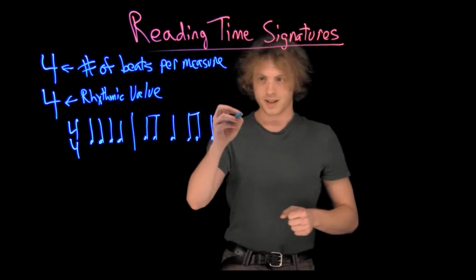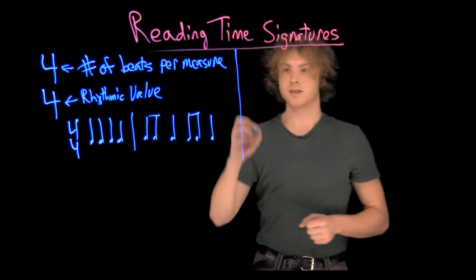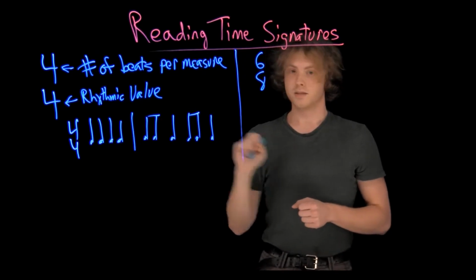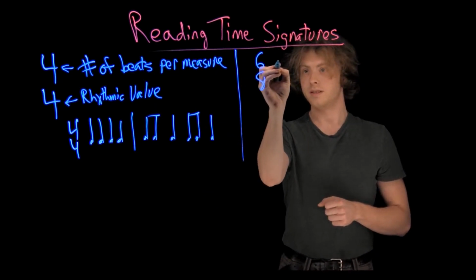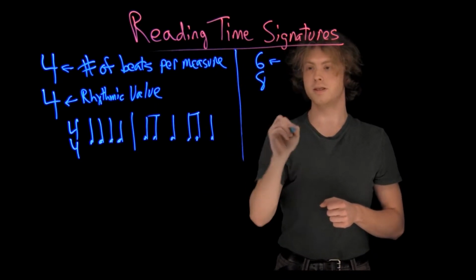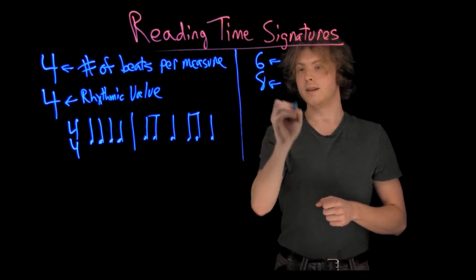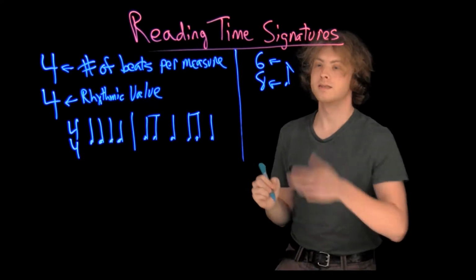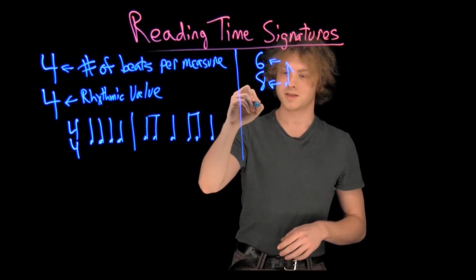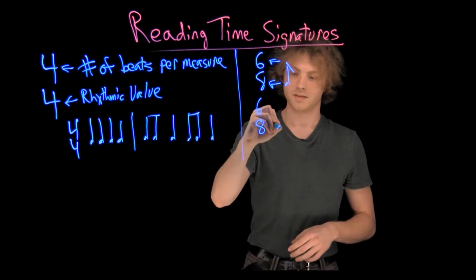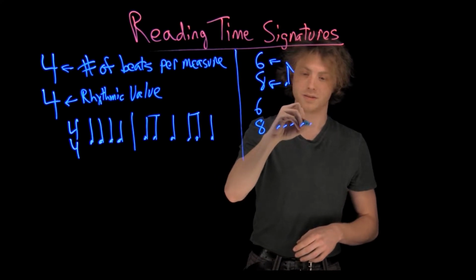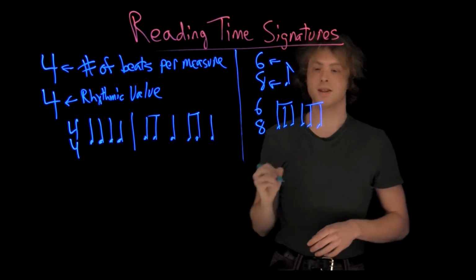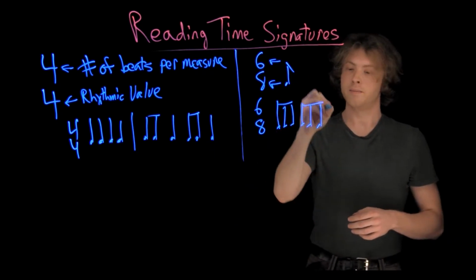So let's try another time signature. What if I give you 6/8? So if we're going to follow the method, you'll know that there are 6 beats per measure, and then in this instance the eighth note is going to get the beat. So that's looking like that. So a measure of 6/8 might look something like this. 1, 2, 3, 4, 5, 6. So we've got 6 eighth notes here, right?